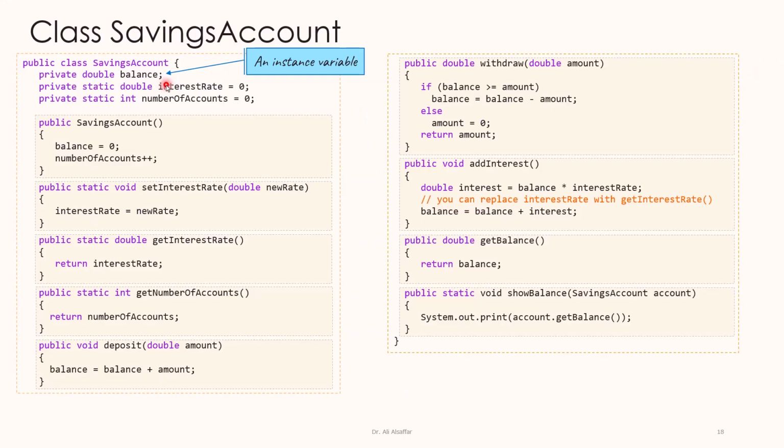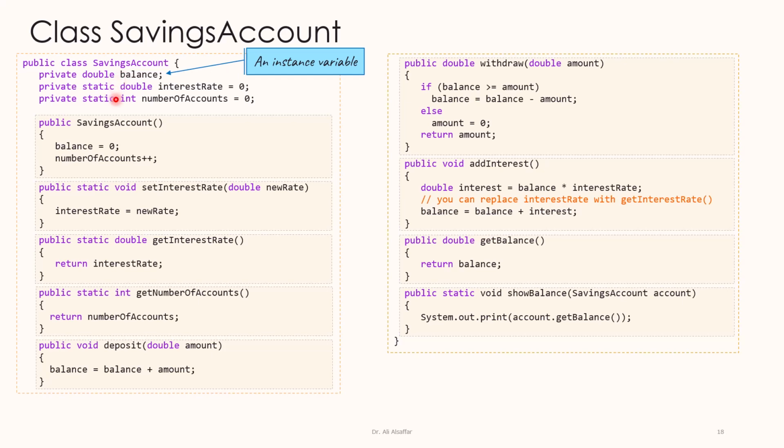This is the implementation for the savings account class. First, we define the data members. We have three data members. First is balance, which is non-static. It is an instance variable, and the other two are static. Since balance is an instance variable, it exists within the object. So that means you create an object from the class, then it will exist.